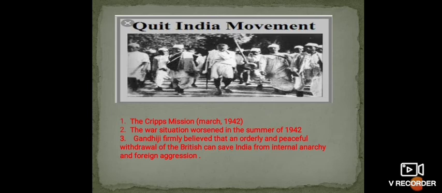So the first one is the Cripps Mission that started in March 1942, and the other one is the war situation worsened in the summer of 1942. And point number three, Gandhiji firmly believed that an orderly and peaceful withdrawal of the British can save India from internal anarchy and foreign aggression.